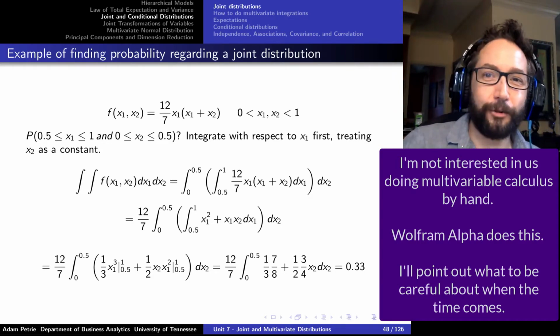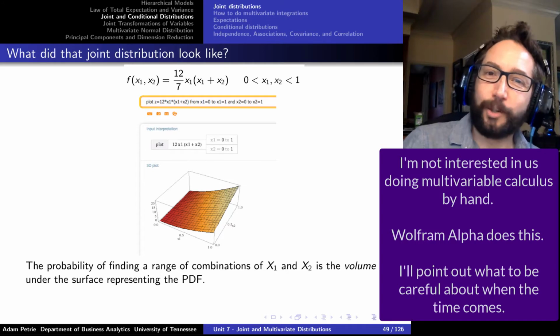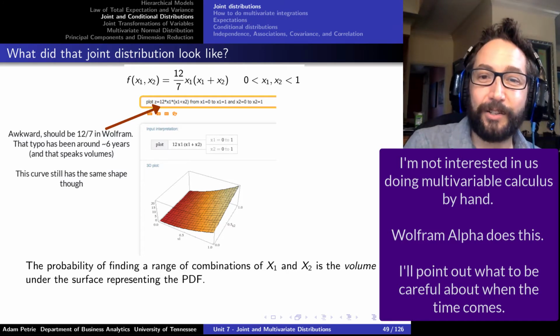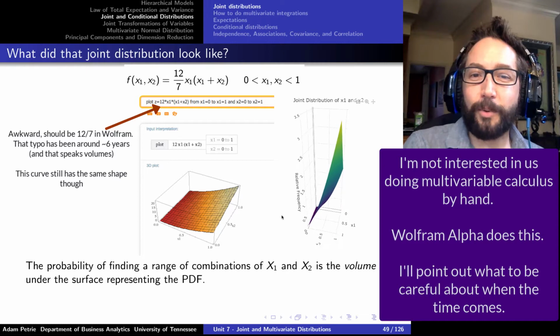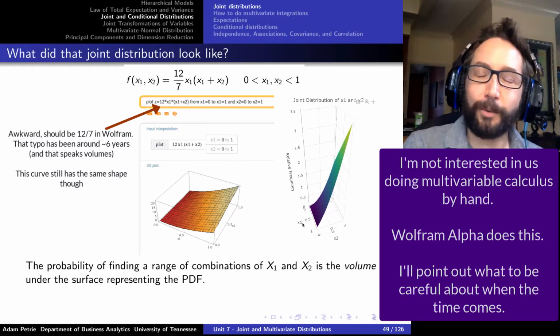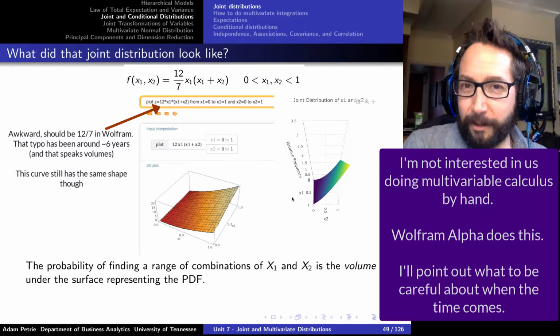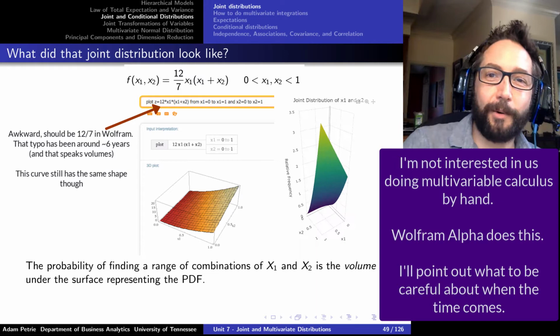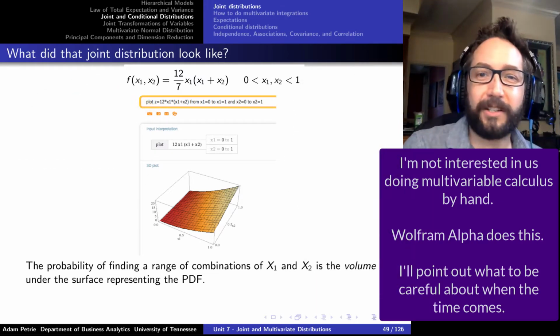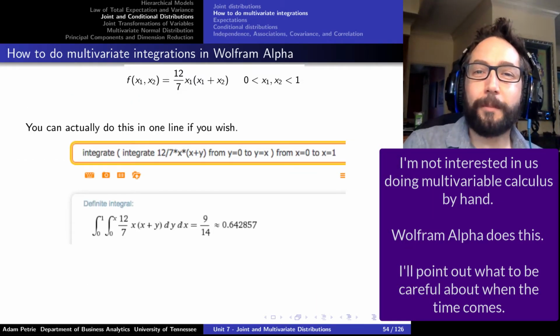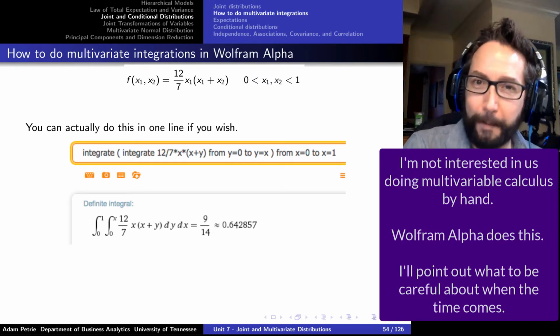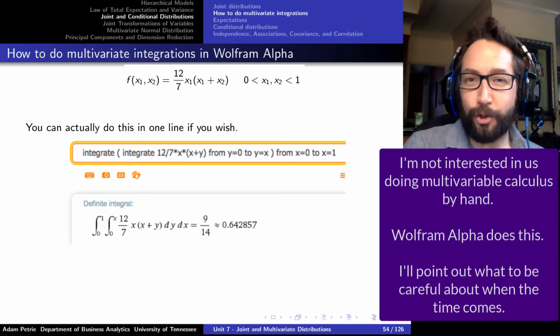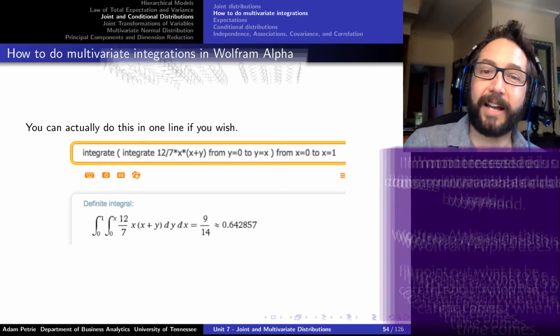For that very artificial PDF that we proposed at the beginning of this discussion, we can go and make a plot of that PDF. It looks like 12 times x1 plus x2, where x1 ranges between 0 and 1, and x2 ranges between 0 and 1 as well. We have a little idea of what that surface looks like from Wolfram Alpha. And if we wanted to figure out the probability of finding a combination inside of some sort of range, well, it would be some sort of double integral. Wolfram Alpha can handle that without too much of a problem. Not sure it's a great use of our time, though, in this class.